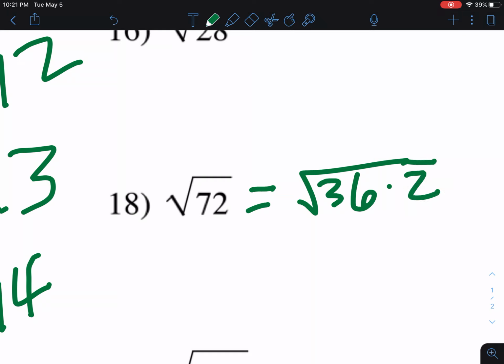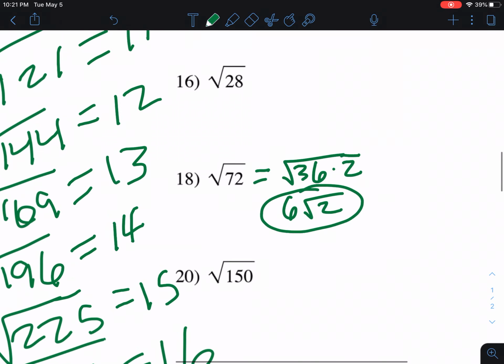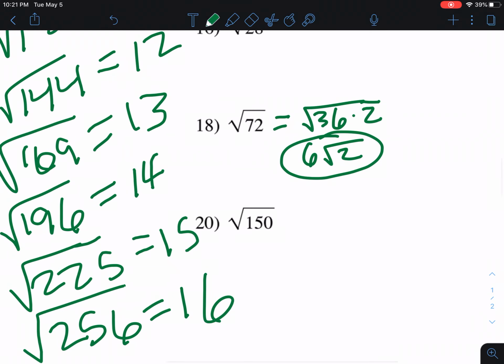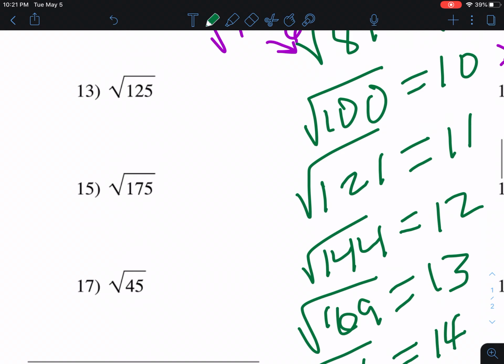And so now, like I said, we're going to skip that step. Take the square root of the number that you can there. The square root of 36 is 6. So it comes out of the radical, and there's your answer. 6 times the square root of 2, or 6 root 2. I think that's probably good enough to get you guys going there. I could maybe do one more.